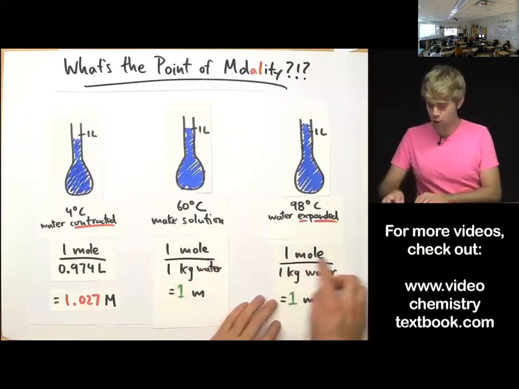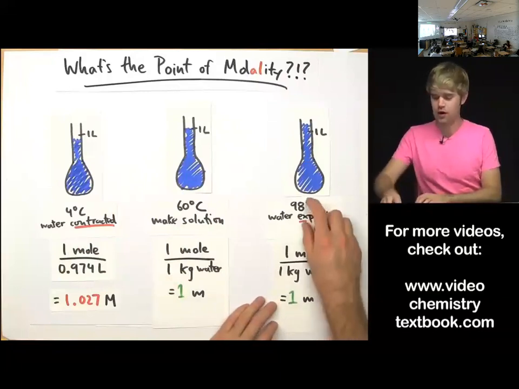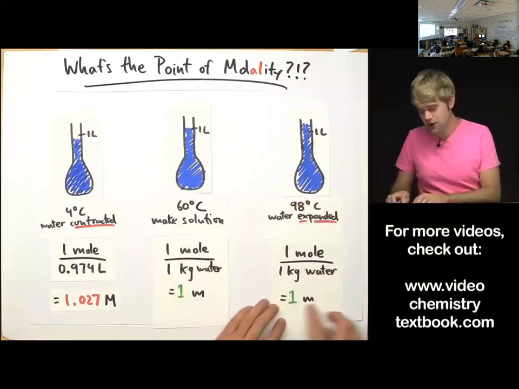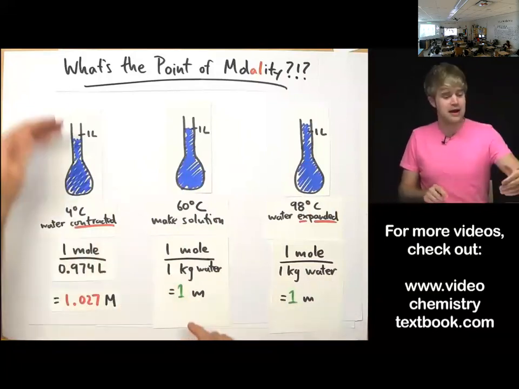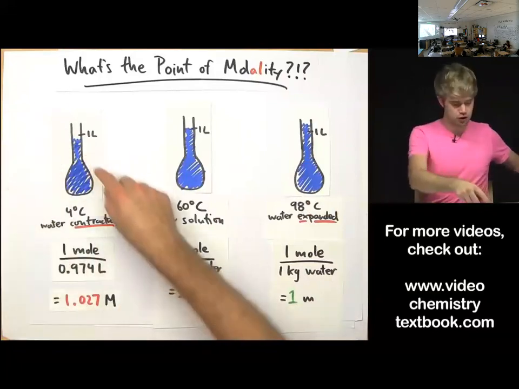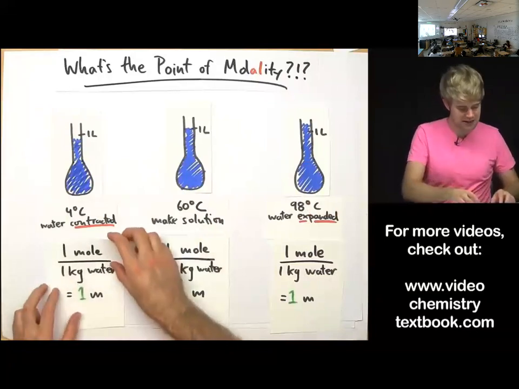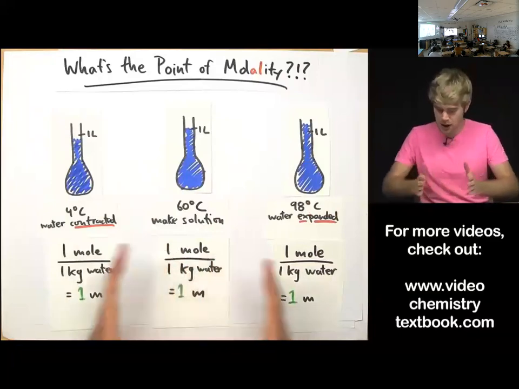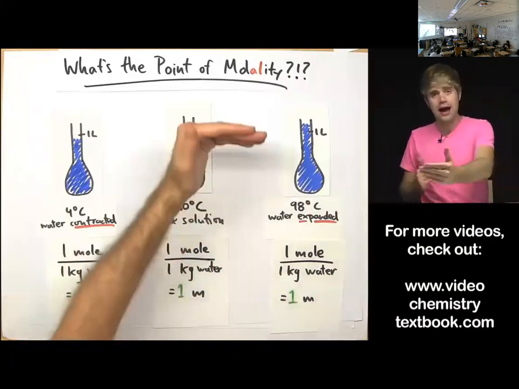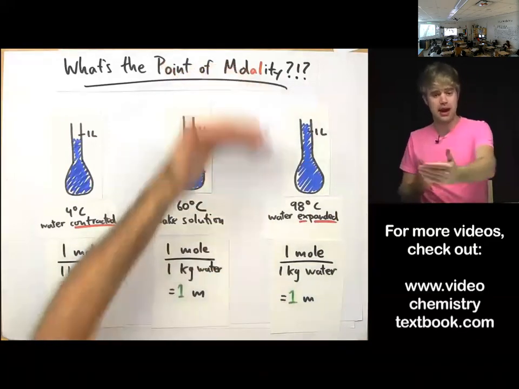So I will have 1 mole over 1 kilogram of water at 98 degrees. So I also have a 1 molal solution here, like I had a 1 molal solution here. And again, if that water contracts a little bit, it's no big deal because the mass is still 1 kilogram. So I get a 1 molal solution. So it's constant no matter how the solution might expand or contract.